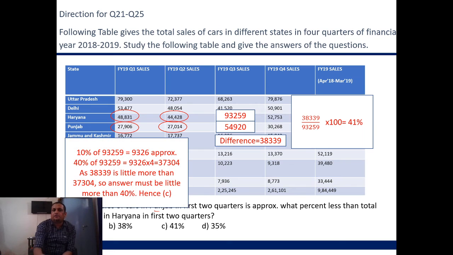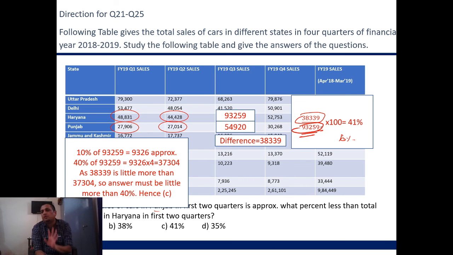Then what I did actually, look at the block. 10% of this should be around 9325. Then this is how much percent? So of course more than 10% is, let's say 9,000 and slightly more than 9,000.